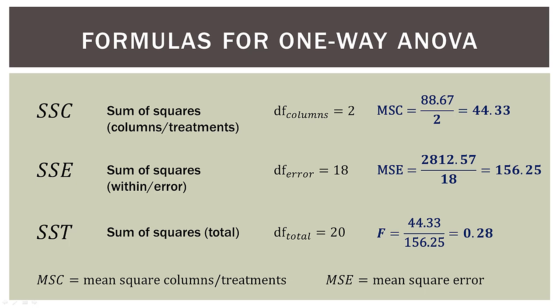So remember, our F ratio here is the MSC divided by the MSE. So the mean squared of the columns divided by the mean squared of the error. Or you can think of it as the mean square between divided by the mean square within. So that is 44.33 divided by 156.25, and we end up with an F statistic of 0.28. And that is exactly what SPSS gave us and what Excel's own built-in ANOVA calculator gave us as well. So we know we did it correctly.